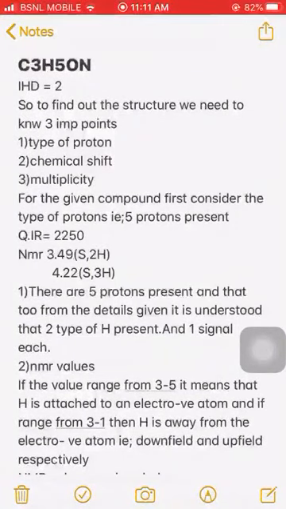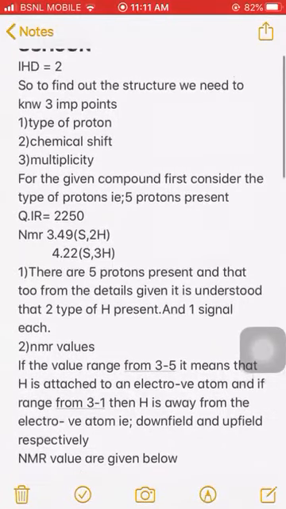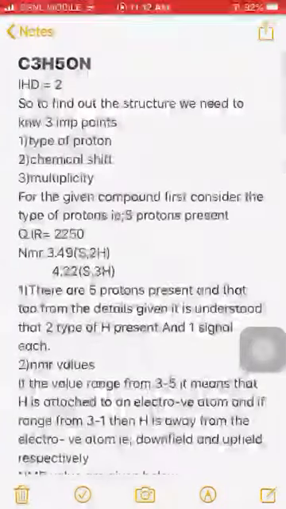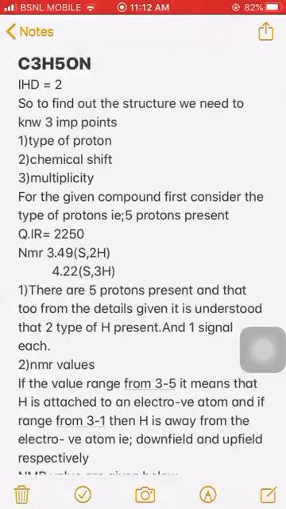Okay. So to find out the structure we need to know three important points. The first is the type of proton, the second is the chemical shift, and the third is the multiplicity. So we are considering these three points for the given compound, and first we consider the type of proton.